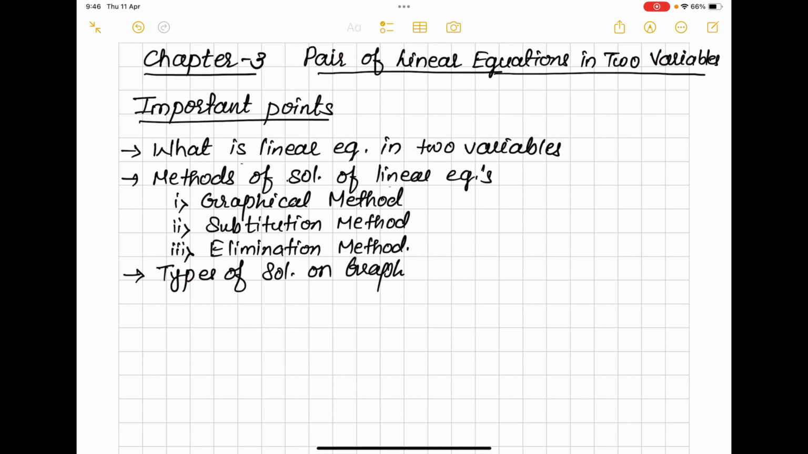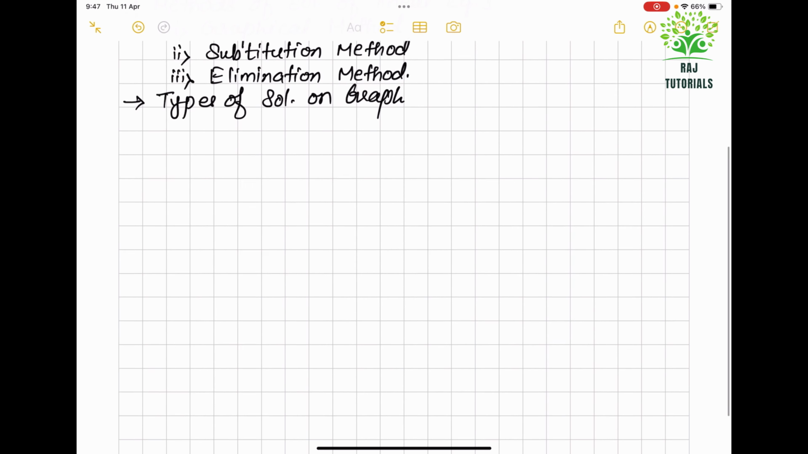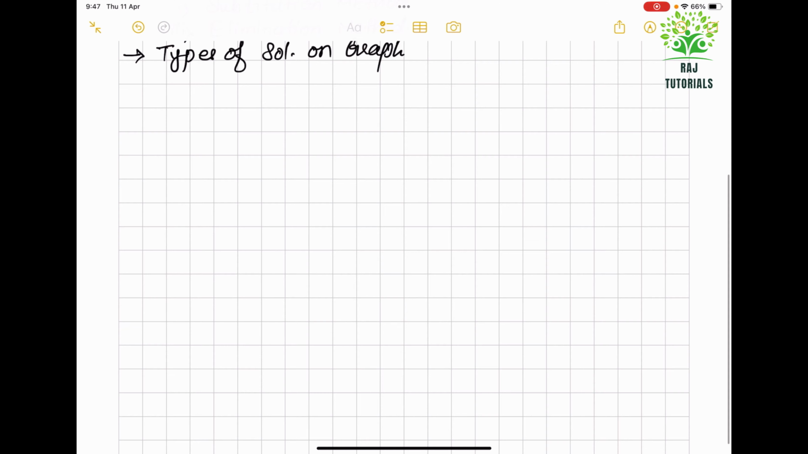Now the important points to be covered here. First is what is linear equation in two variables. Then we will be going for the different solution methods, that is graphical method, substitution method, elimination method. Then in graphical methods we will be going through types of solutions on graph. So now let us start with the first, that is what is linear equation.